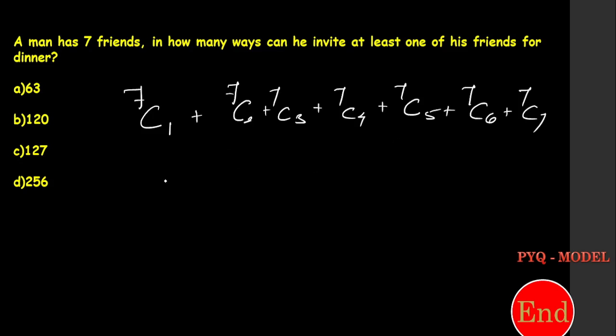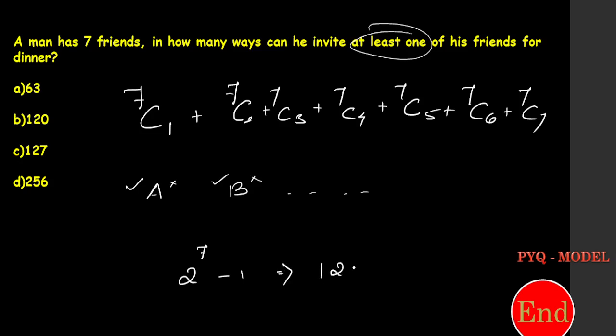This is one way. Otherwise, there are 2 options given for each of the 7 friends, right? So let's take one friend. I can invite him or not invite him. If I take the second friend, I can invite him or not invite him. So likewise, I have 7 friends. So each friend has 2 options. I will invite or not invite. How many friends are there? 7. And minus 1. Minus 1 is because at least one should be there. So I will not be able to neglect all the friends. At least one friend should be invited. So 2 power 7 is nothing but 128, minus 1 is 127, the right answer.